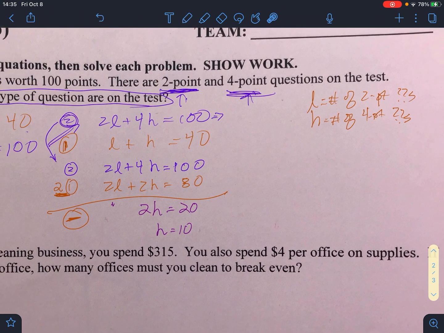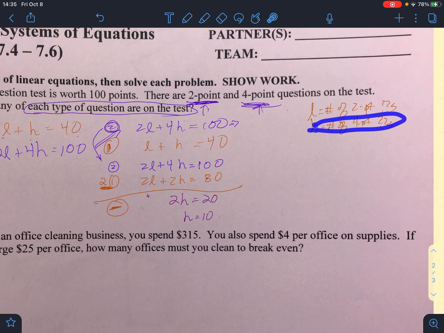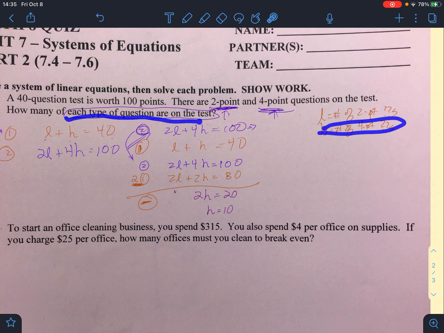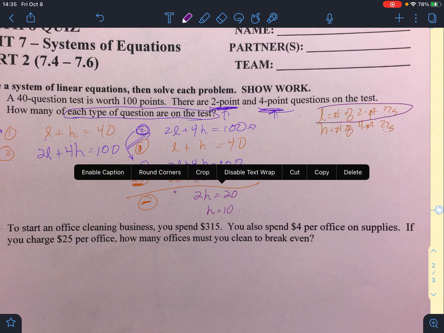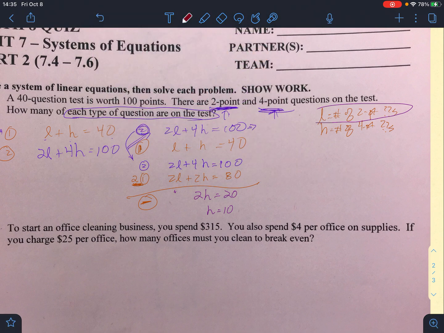What does H stand for? H is the number of 4-point questions. How many of each type is the question? So I still need to find L, the number of 2-pointers. So I'm going to look all across God's creation, and I have H is 10. Where am I going to plug it into? Which equation? Looks like equation 1 might be easier.